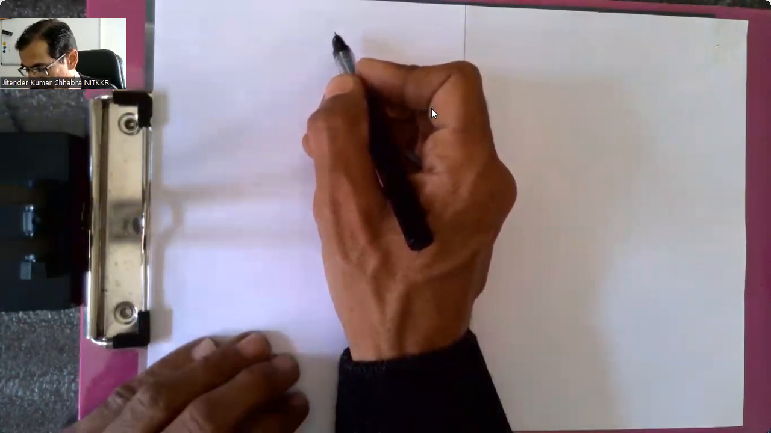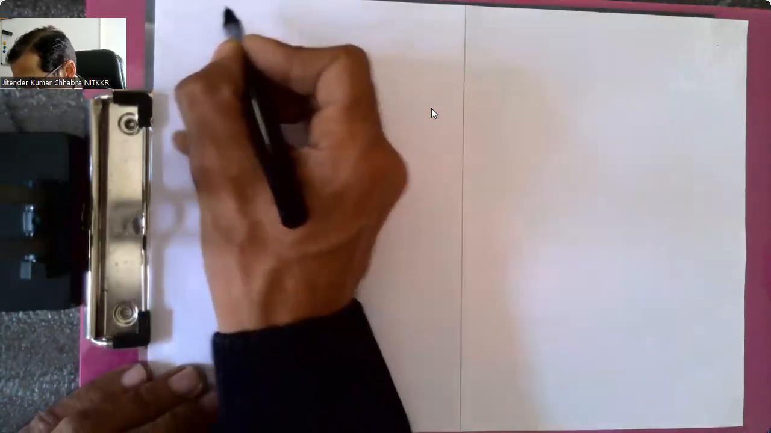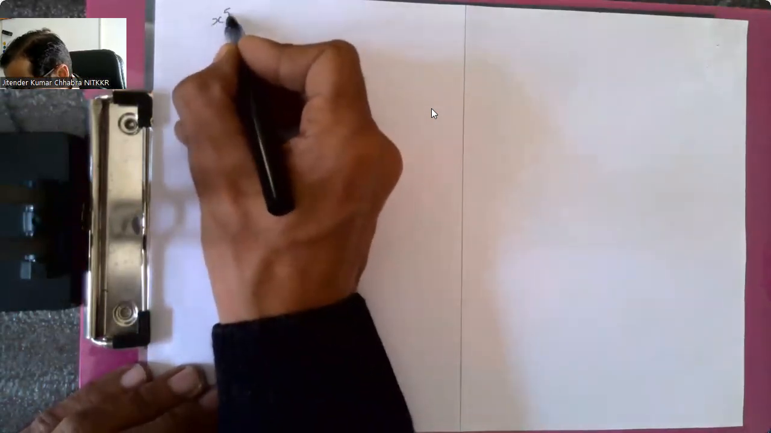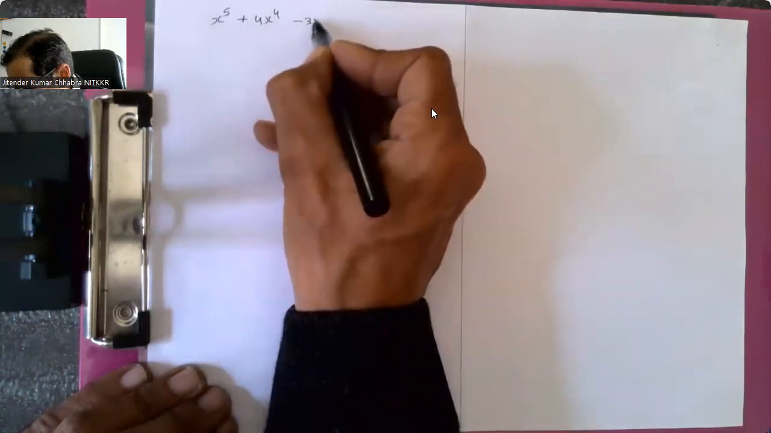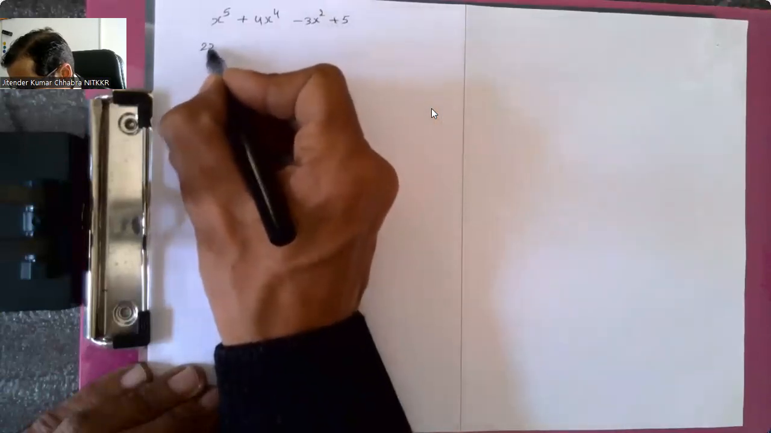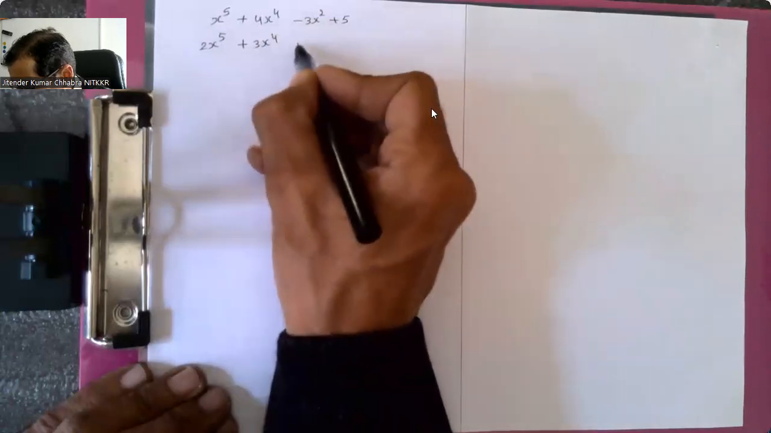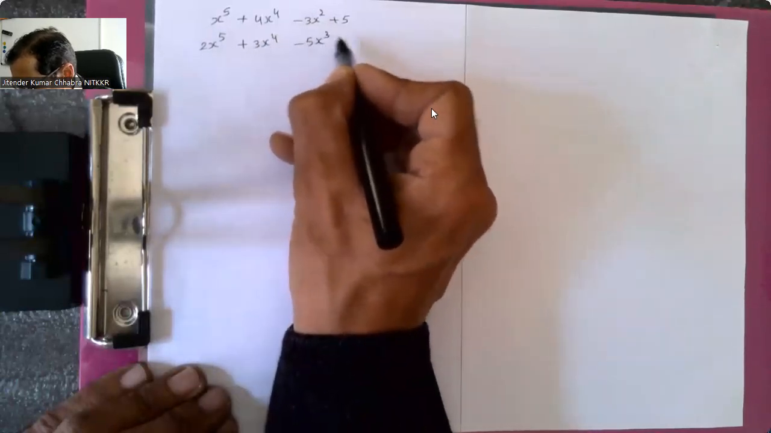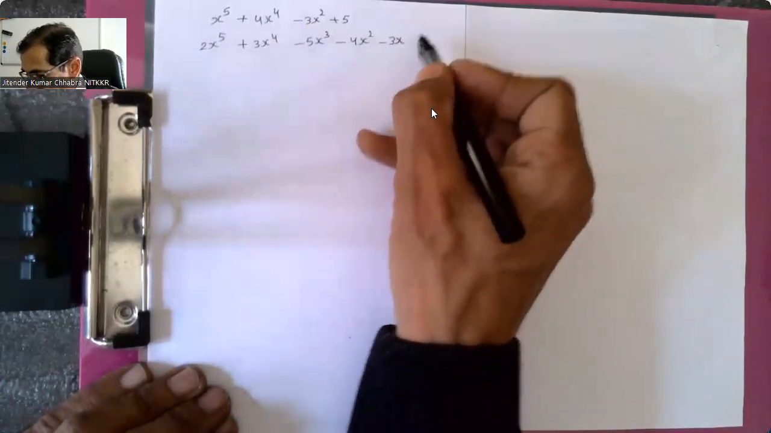I want all of you to learn methodology, how to develop the code given the logic or given the methodology clearly explained. So let's take two cases. Let's assume I have two polynomials. One is x raised to 5 plus 4x raised to 4 minus 3x square plus 5. Let's say there is another polynomial which reads 2x raised to 5 plus 3x raised to 4 minus 5x cube minus 4x square minus 3x.